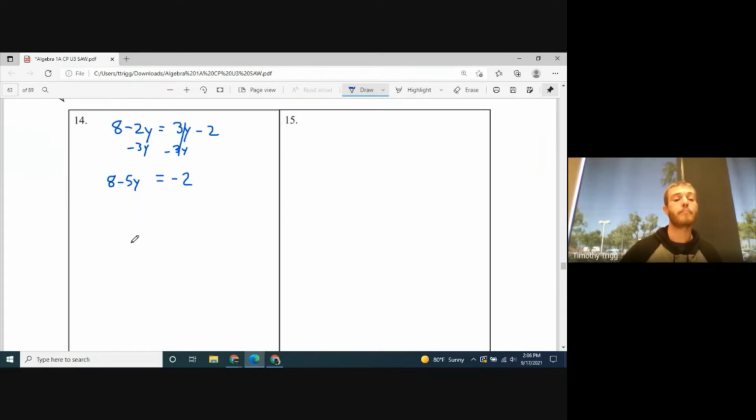Okay. Subtract 8 from both sides of the equation. This will cancel this. Negative 5y equals negative 10. Dividing by negative 5 on both sides of the equation to get y by itself. So that'll leave us with y equals, here negative divided by negative is positive, so that's positive 2. Number 15, try this one on your own.